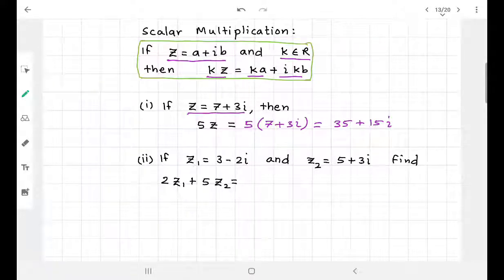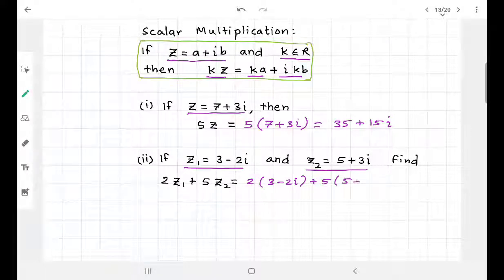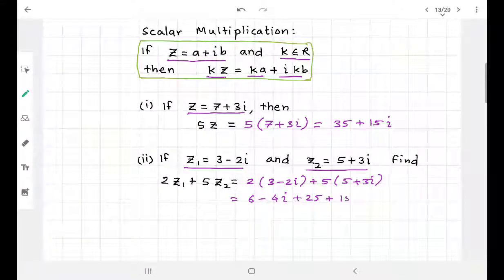Let's see another example. If z1 is equal to 3 minus 2 iota and z2 is equal to 5 plus 3 iota, so twice z1, so twice of 3 minus 2 iota plus 5 times 5 plus 3 iota. We can simplify this as 6 minus 4 iota plus 25 plus 15 iota. 6 plus 25 is 31, and minus 4 plus 15 is 11 iota, and this is the answer. Okay, so these are very simple and straightforward questions.